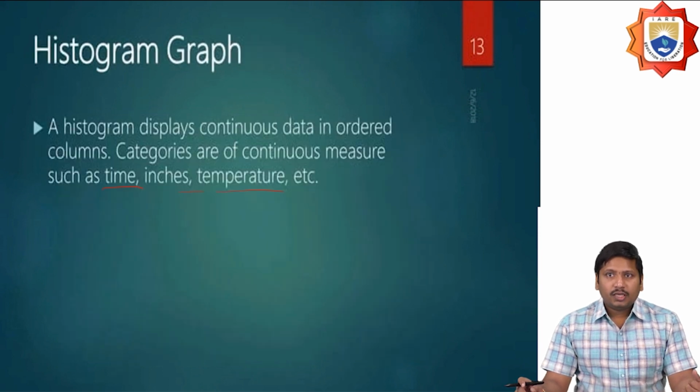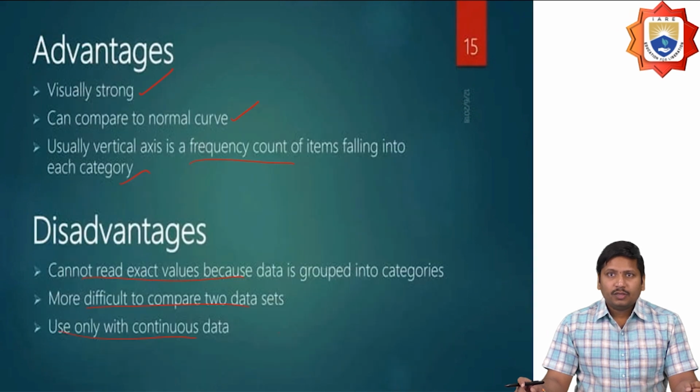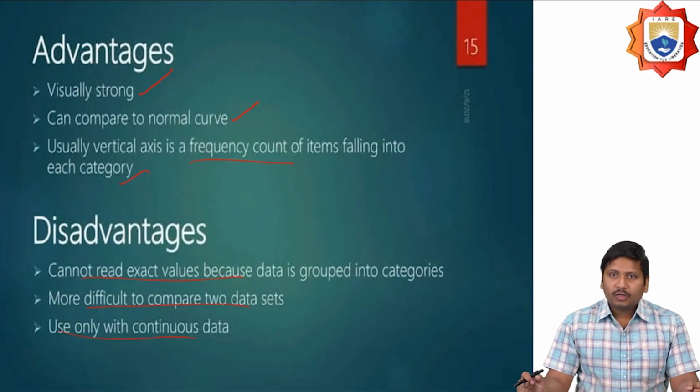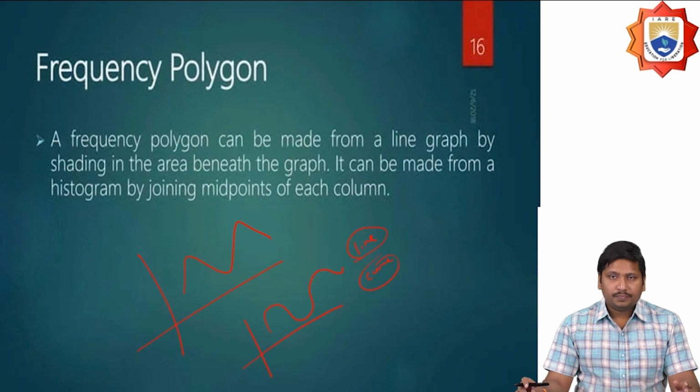And histogram is the thing which displays continuous data, and it is constructed based on class intervals only. The advantage is that it is visually strong and can also be compared with the normal curve. The disadvantages are that it does not give exact values, it is more difficult to compare two data sets, and it is used only with continuous data.